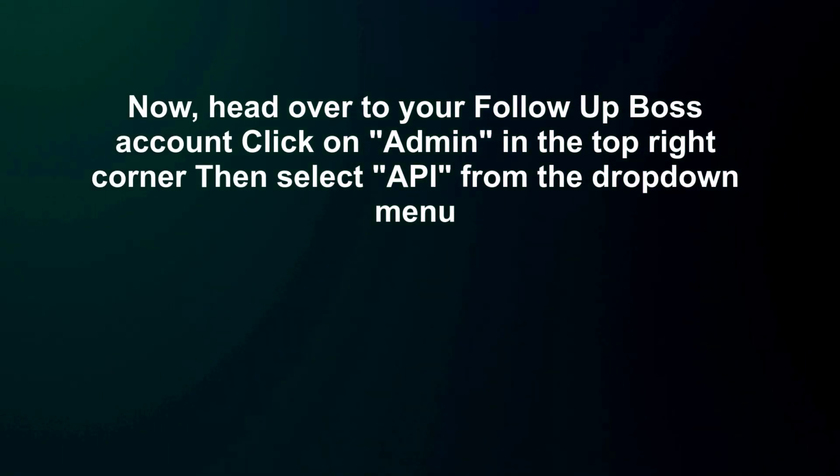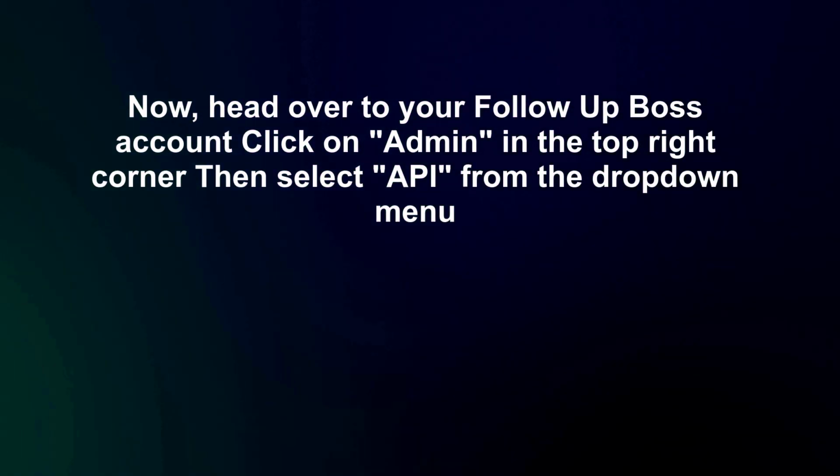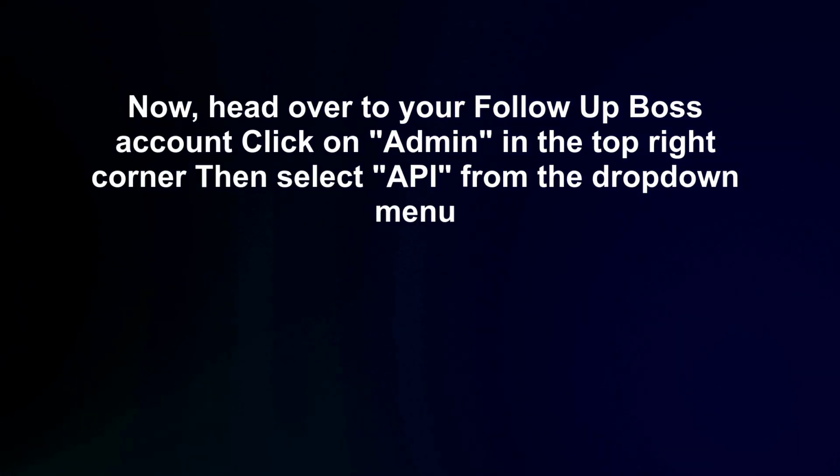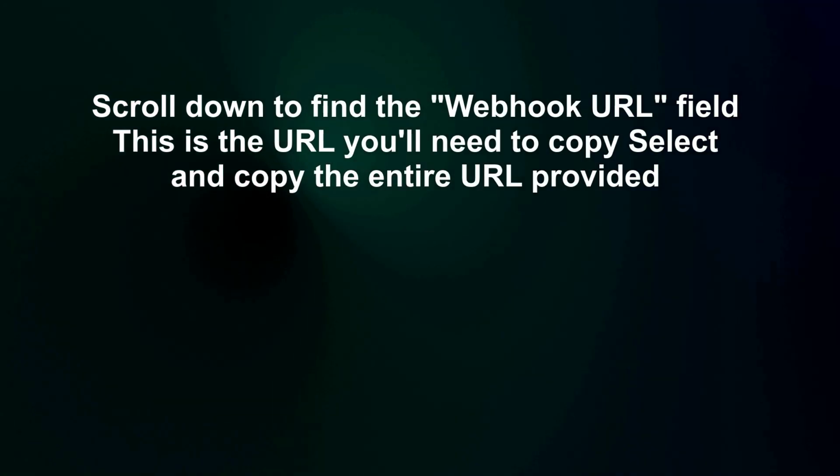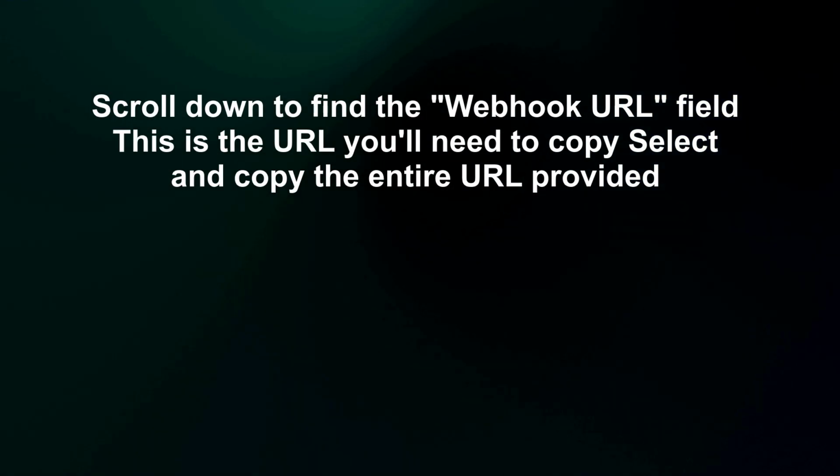Now, head over to your Follow-Up Boss account, click on Admin in the top right corner, then select API from the drop-down menu. Scroll down to find the Webhook URL field. This is the URL you'll need to copy. Select and copy the entire URL provided.